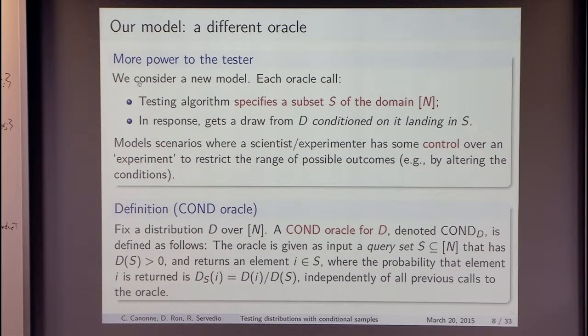Okay, let me keep going. Yeah, so here's a more precise definition of the model. This CondOracle, just to get you used to the notation, you give it a subset S, again, just what I said before, and you get back a draw from the conditional distribution conditioned on the subset S. Okay, so I think it's a very simple kind of framework.